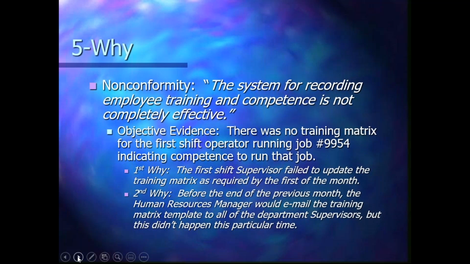So we'll begin the process of asking why over and over again. Well, why wasn't there a training matrix? Well, the first shift supervisor failed to update the training matrix as required by the first of the month. Well, why? There's that word, why did they fail to update it? Well, before the end of the previous month, the HR manager would email the training matrix template to all the department supervisors, but that didn't happen this time.